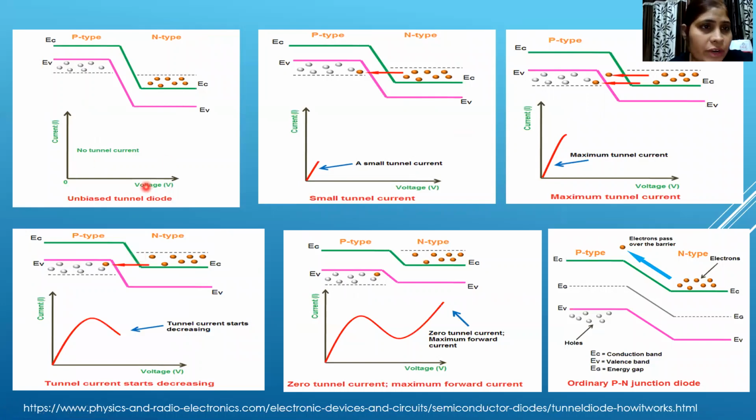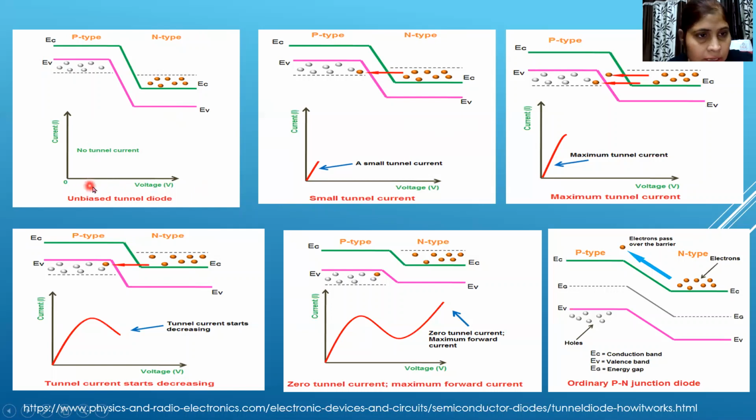If potential is not provided, see the energy levels of the valence band and the conduction band. Here the energy levels of the valence band and conduction band at the n-type layer are very low as compared to the valence band and conduction band energy levels at the p-type layer. So the electrons cannot move towards the p-type. So there will be no current.